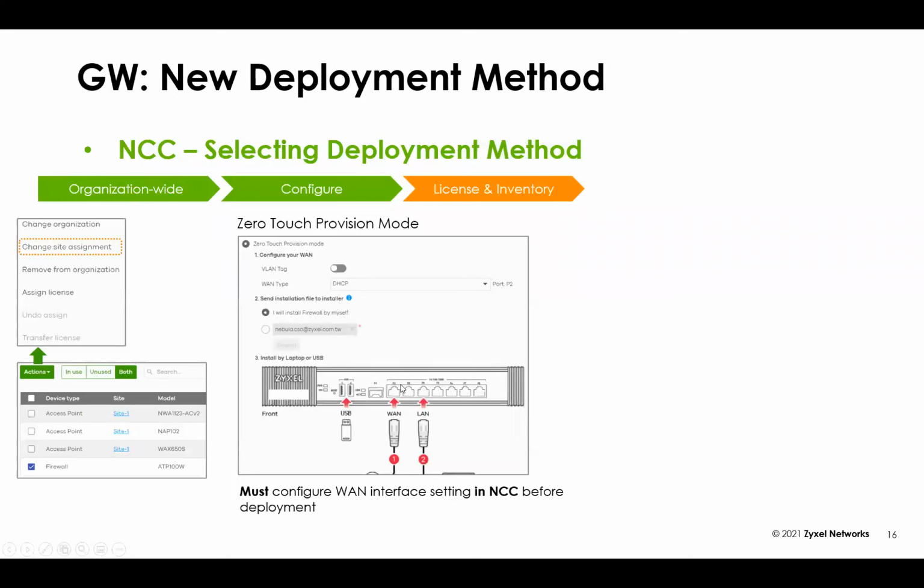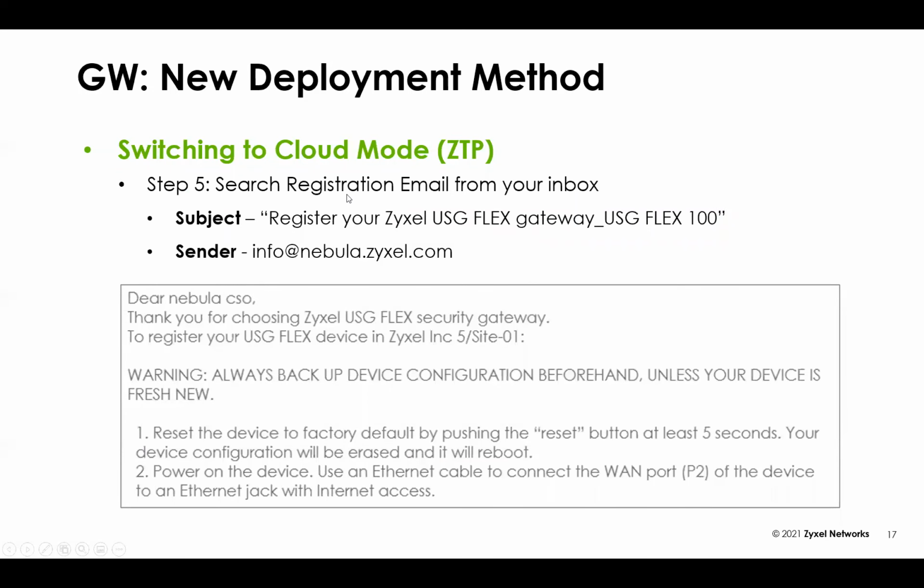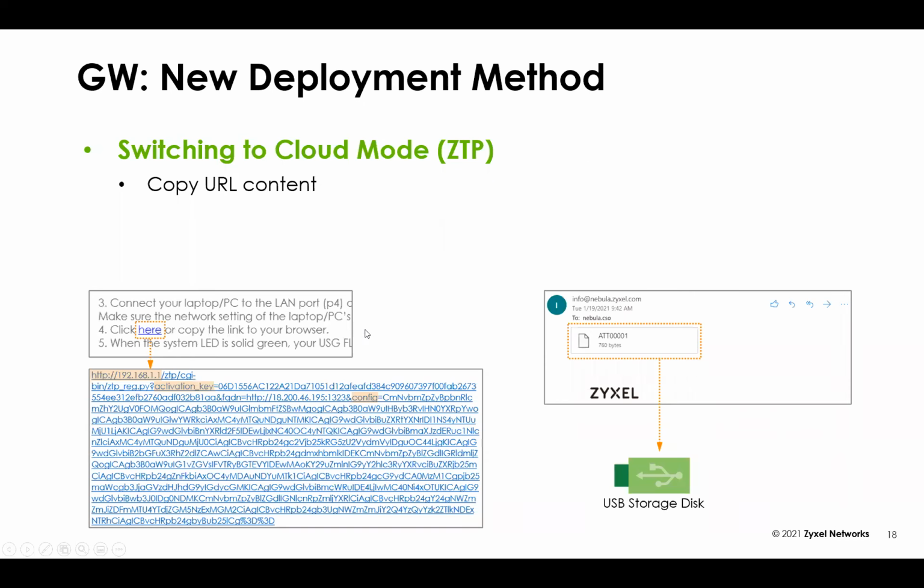You need to make sure that your WAN port is connected into P2 and then your LAN is connected into P4. Once you've done this, you'll get an email from info@nebula.zyxel.com. And in that email, you'll either have a link or you'll have a specific file that you can download to a USB. If you have this link here, you're going to go ahead and copy this to your clipboard and then connect your LAN port to P4 and make sure that your WAN is connected to P2.